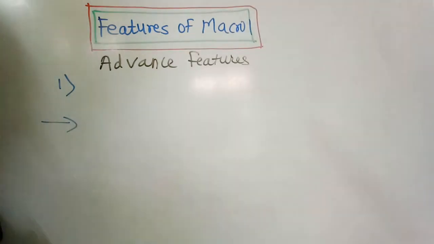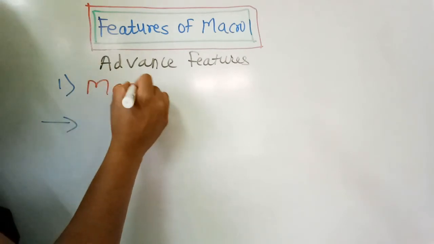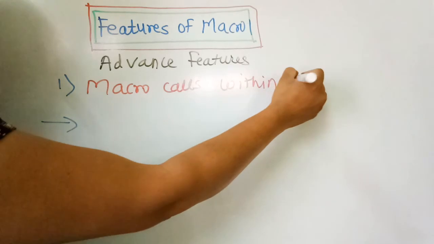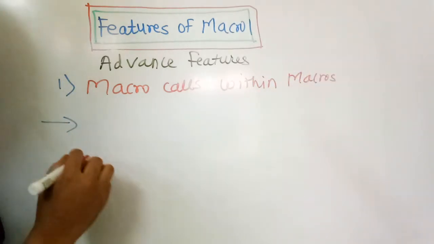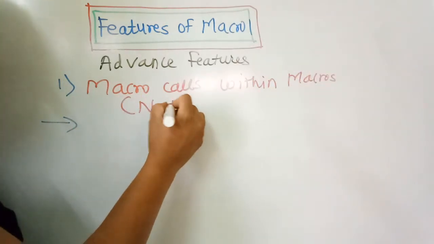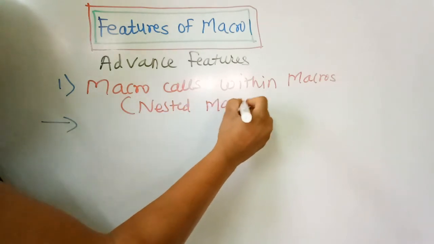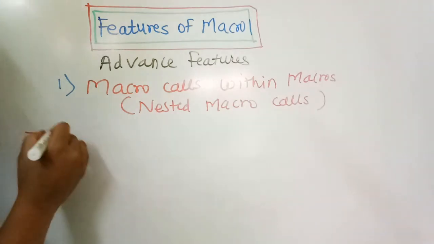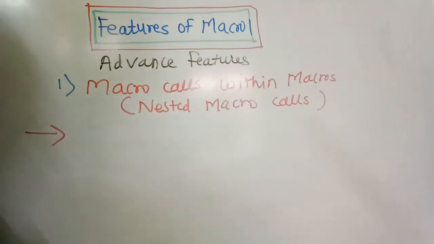Now, second is macro calls within macros. Okay, and you can directly call it nested macro calls. Now, what is it? One macro can be called in another macro, and this is possible if and only if the first macro is defined first and then the second macro is defined.